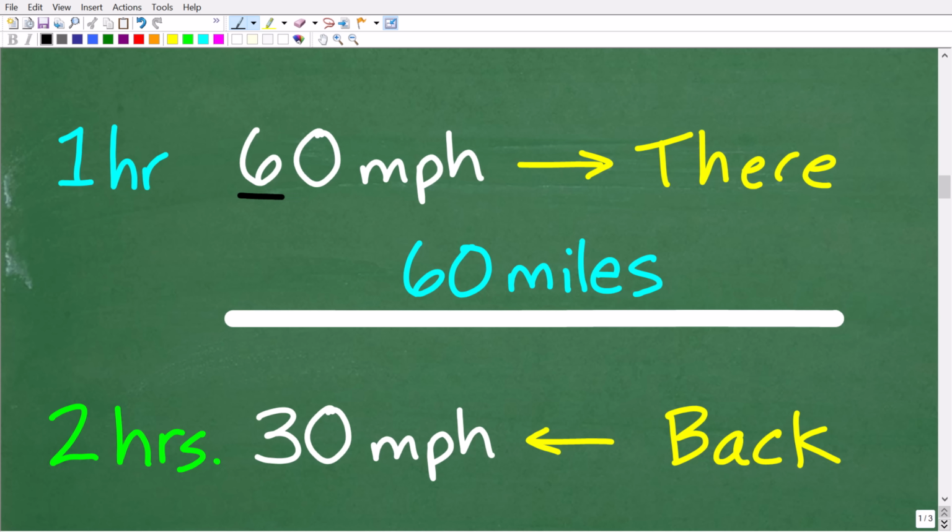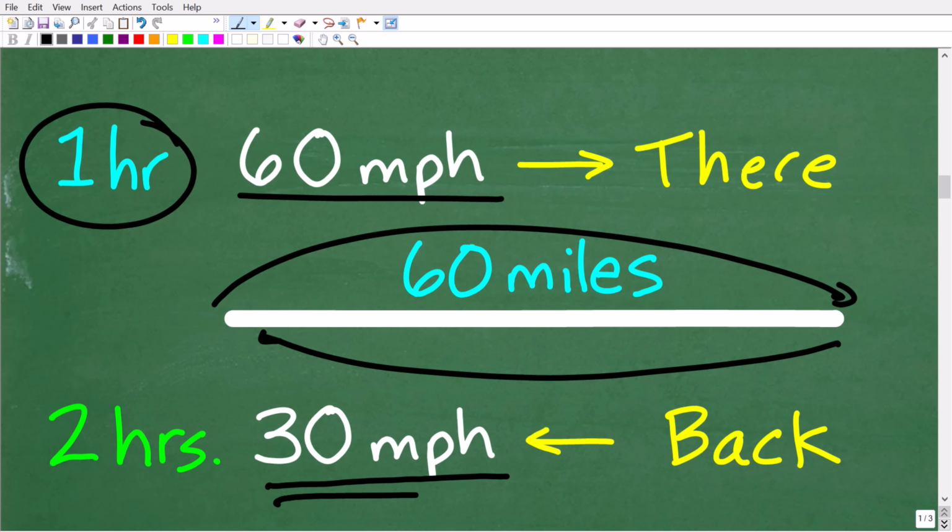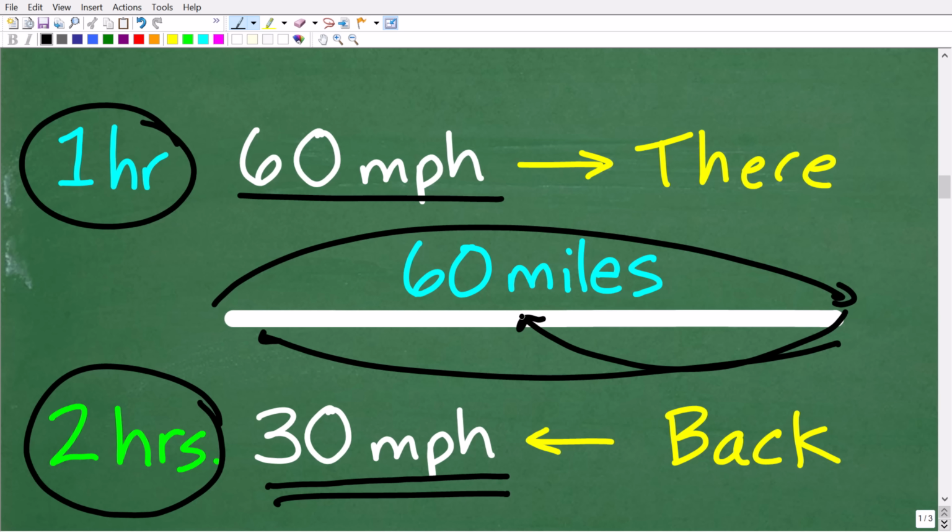If we go 60 miles per hour for 1 hour, we covered 60 miles. Now to go back, we're not going 60 miles per hour, we are going 30 miles per hour. So how long is it going to take to get back? Well, it's going to take 2 hours, right? Because in 1 hour, we will cover 30 miles. So we need 2 hours to get back to our starting point. Now hopefully you can see where the solution is going.